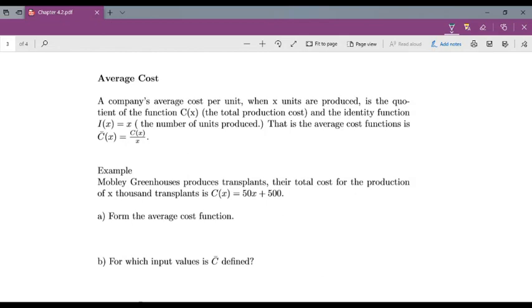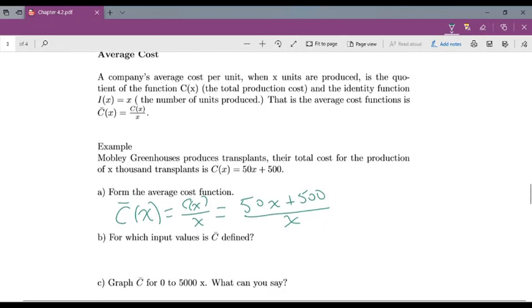So in our example, it says Mobley Greenhouses produces transplants. Their total cost for the production of X thousands transplants is C of X equals 50X plus 500. It says form the average cost function. Now the average cost function, C bar of X, is just equal to C of X over X, which is pretty simple here. It's just 50X plus 500 over X. Now if you wanted to reduce this, you could cancel an X here and still have a 500 over X. I'm just going to leave it as this. This is simple enough for me.